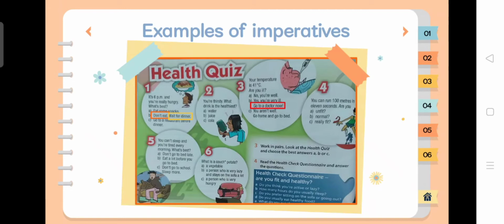For example, as you can see in the orange colored box, don't eat. And in the orange colored box, wait for dinner. And in the red colored box, go to a doctor now. So imperative sentences should be short and the meaning should be clear. Okay, let's go to the next part.